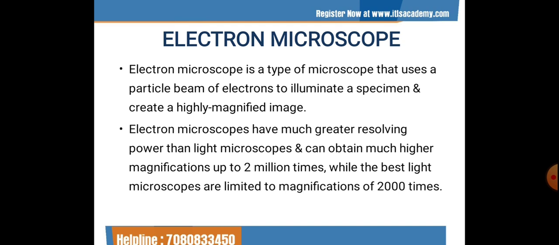An electron microscope is a type of microscope that uses a particle beam of electrons to illuminate a specimen and create a highly magnified image. Electron microscopes have much greater resolving power than light microscopes and can obtain much higher magnification, up to 2 million times, while the best light microscopes are limited to magnification of up to 2000 times.